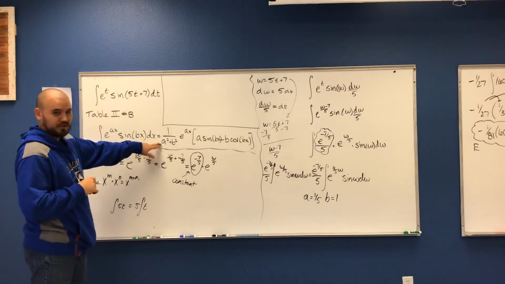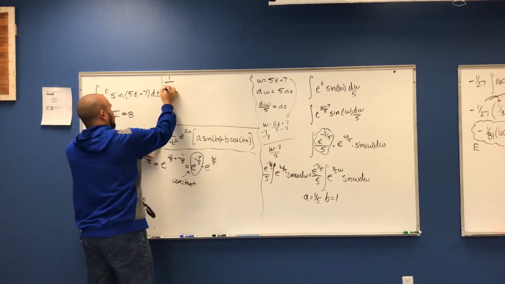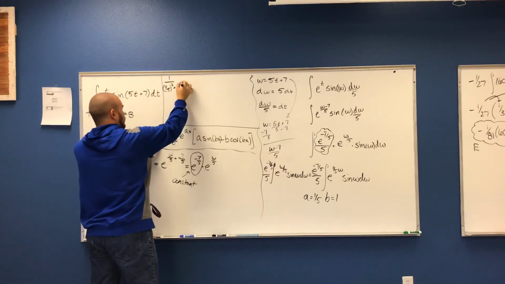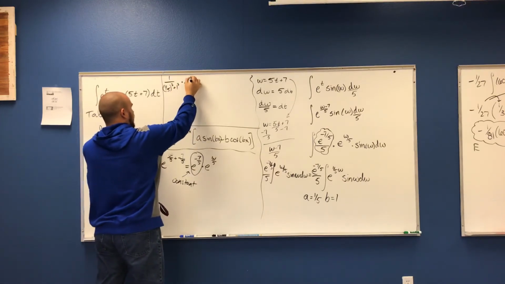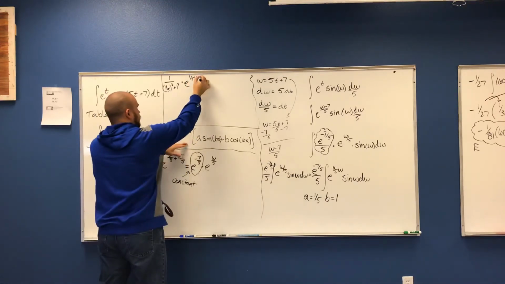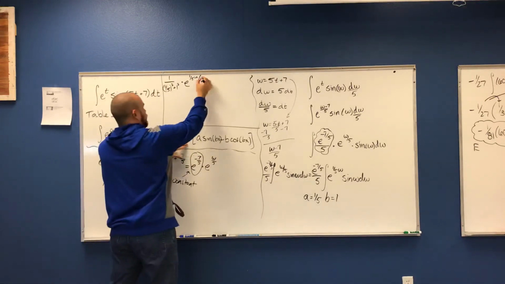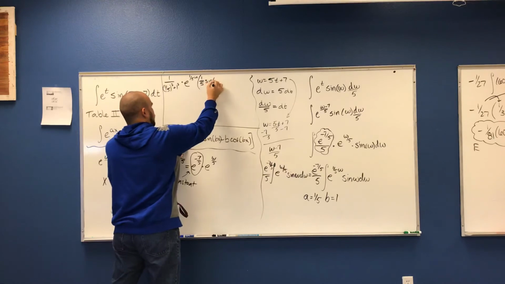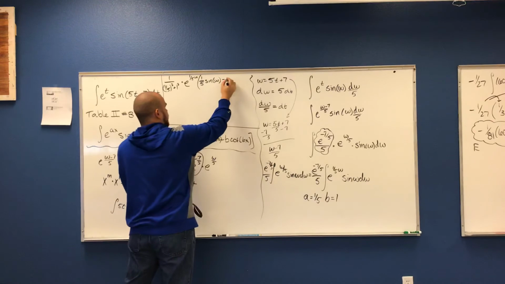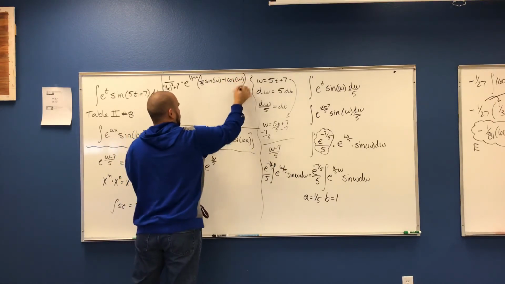Okay. Use this fella. Use a and b. That's 1 divided by 1/5 quantity squared plus 1 squared times e to the ax, which is 1/5 w, times a times sine of bx, which is just w, minus 1 times cosine of bx, which again is just w.